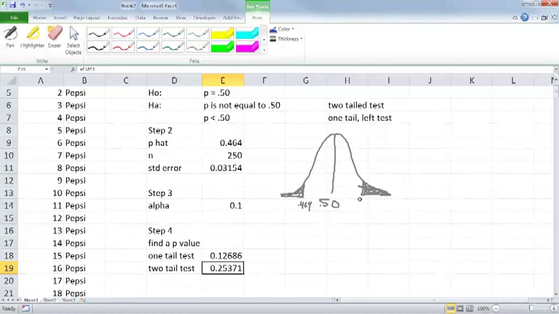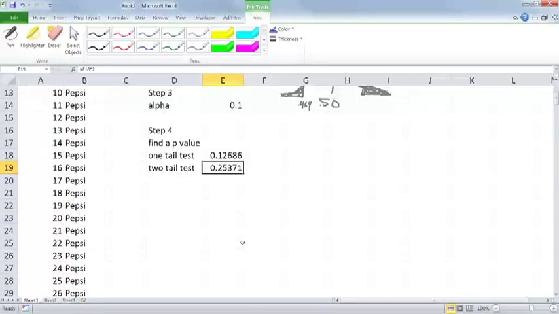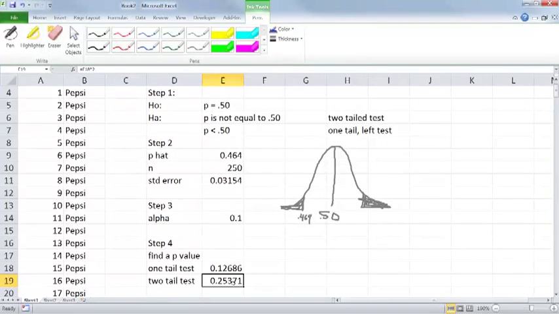If our sample came back and said, let's pretend our sample was 0.55, then I would want to find the right tail and then multiply that by 2. That's how I get the two-tailed test: I multiply one tail by 2. All right, so that's it. So at the end of the day, we have a pretty high p-value.